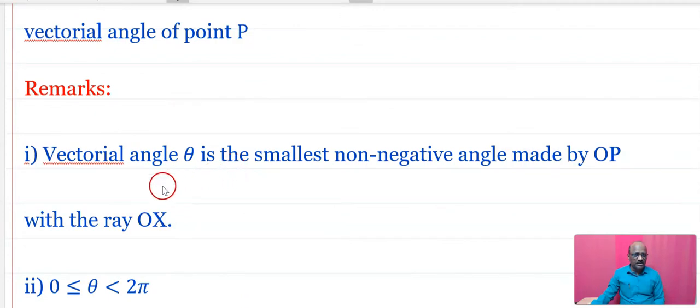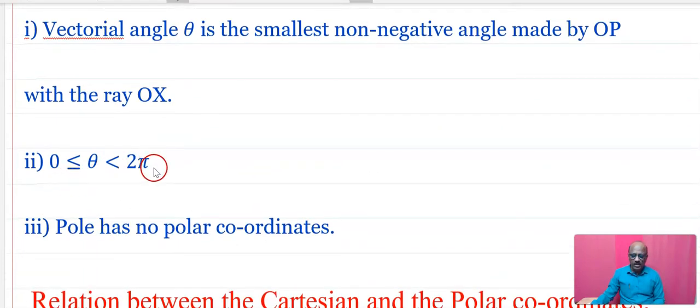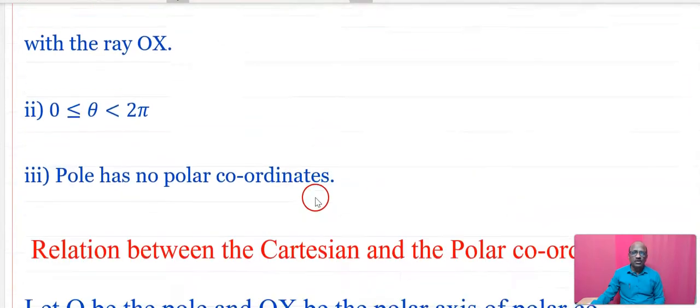Now remark here, the vectorial angle theta is the smallest non-negative angle made by OP with the ray OX. The value of theta lies between 0 and 2 pi. Third, the pole has no polar coordinates. Here O has no polar coordinates.